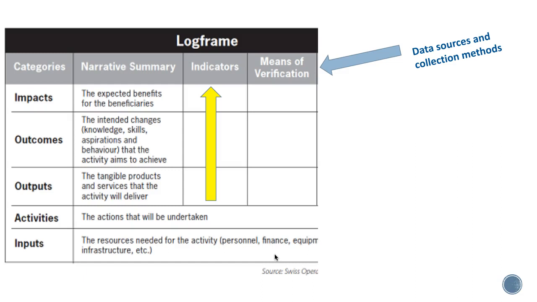Here's another table that looks at inputs, activities, outputs, outcomes, and impacts. What are different indicators for each one of these? Well, outputs, it's the tangible products and services that the activity, aka program, delivers. Outcomes are the intended changes. These are knowledge, skills, aspirations, behavior that the activity aims to achieve. And then impacts are long-term. Remember, the expected benefits for the beneficiaries, the participants. And then means of verification, where, how do we collect the data, and where does the data originate?